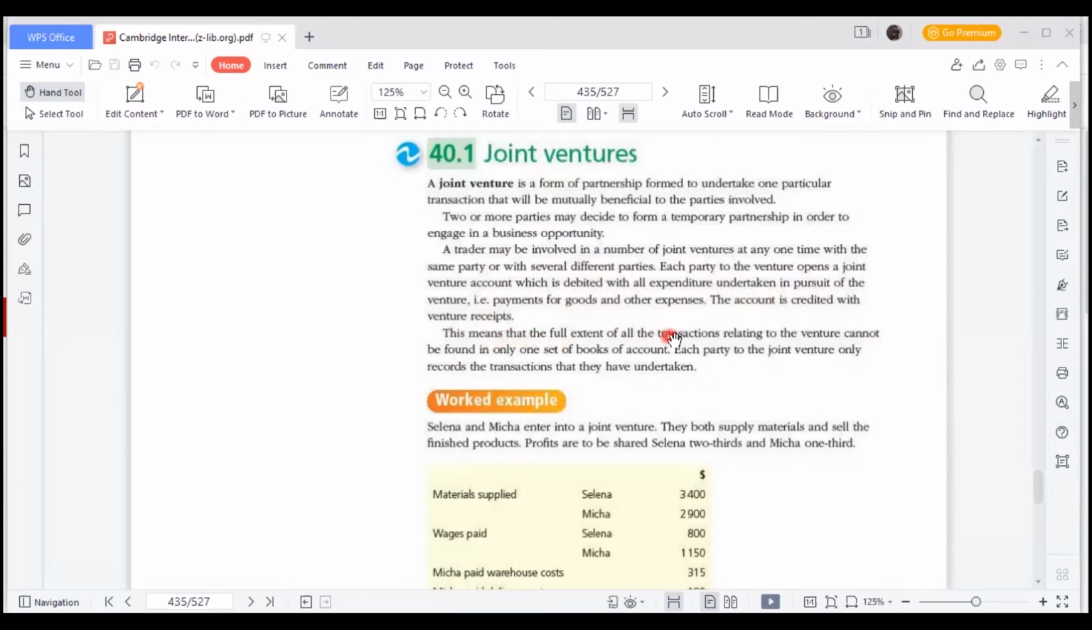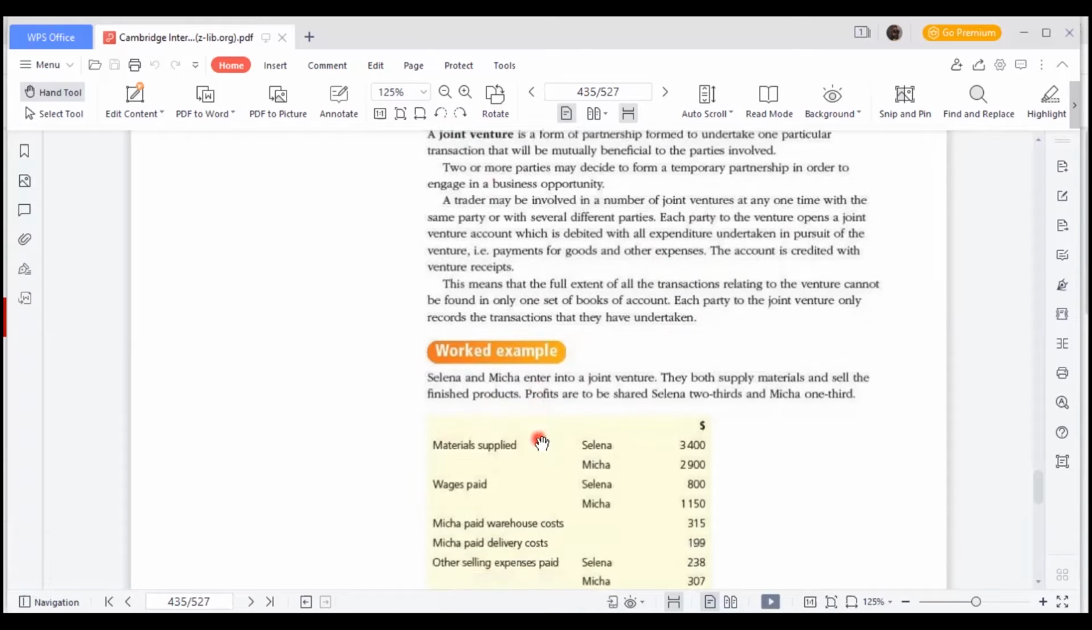This means that the full extent of all transactions relating to the venture cannot be found in only one set of books of account. Each party to the joint venture only records the transaction that they have undertaken. Now, for example, here there are two people, Selena and Micha. In Selena's books of account, you will write about Micha. In Micha's books of account, you will keep a record of Selena.